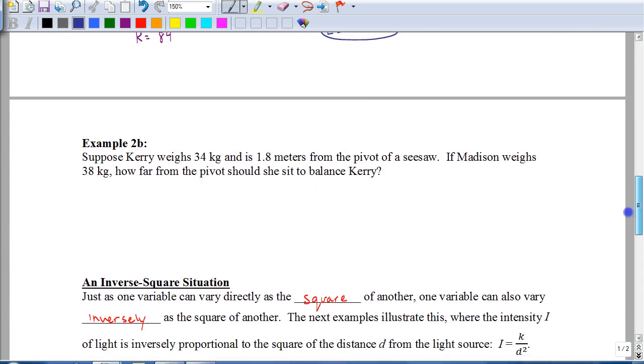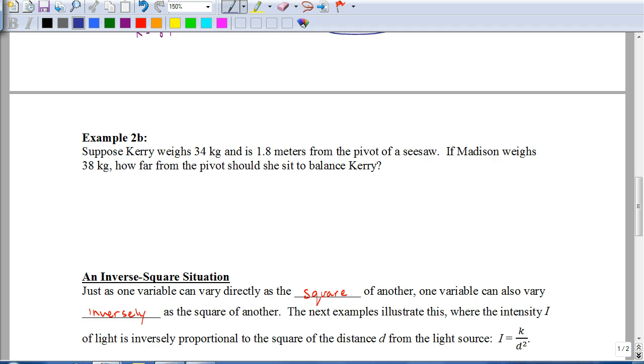Let's look at another one. Suppose Carrie weighs 34 kilograms. So now Sam has gotten off, and now Carrie's getting on. And Carrie weighs 34 kilograms and is 1.8 meters from the pivot of the seesaw. If Madison weighs 38 kilograms, how far from the pivot should she sit to balance Carrie?